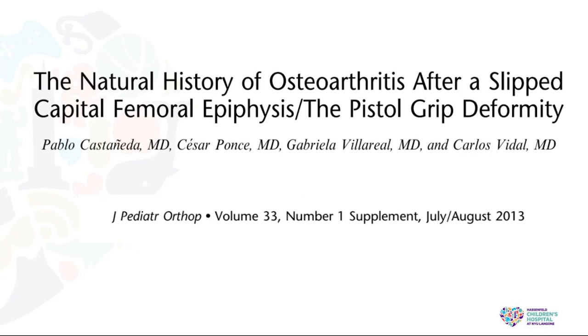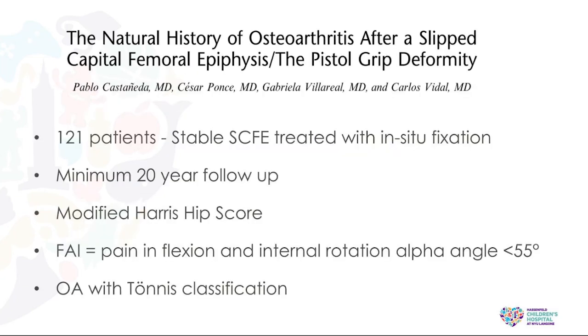However, a few years ago, we actually published a paper looking at the specific incidence of arthritis when there was impingement after slipped upper femoral epiphysis, looking at the specific diagnosis of FAI after a slipped upper femoral epiphysis. And we were able to have 121 patients out of a total population of about 600 come back after having in situ fixation for a stable slipped upper femoral epiphysis at a minimum 20-year follow-up.